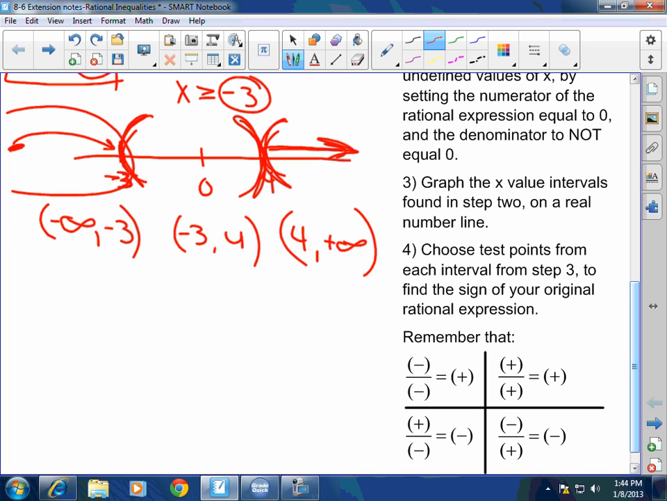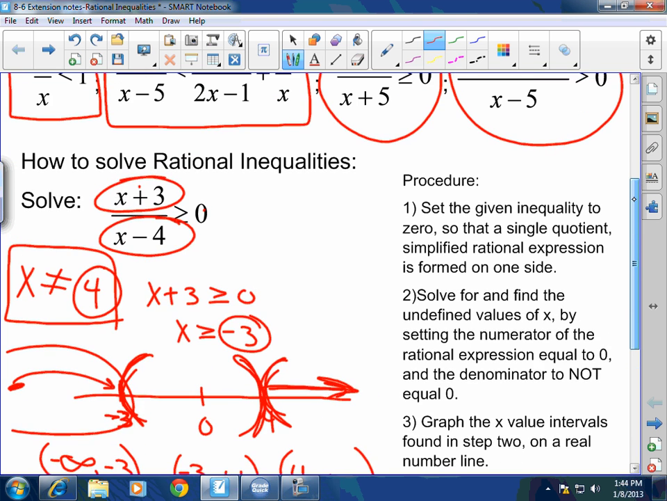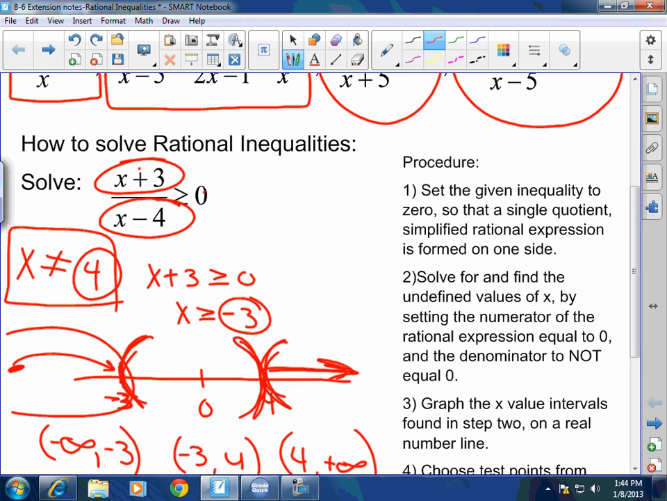What do you mean, why did I take out the denominator? Correct, I didn't take out the denominator. I want x minus 4 cannot equal 0, so x cannot equal 4. Hence, look at what it says here, guys. Solve for and find the undefined values of x. The undefined values of x are the denominator values, by setting the numerator of the rational expression equal to 0 and the denominator not equal to 0.